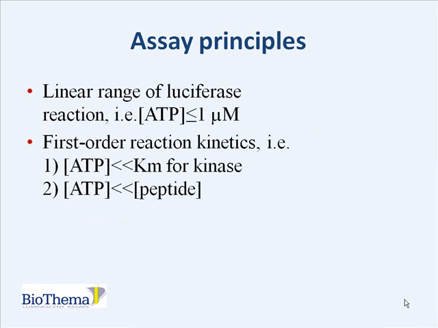An ATP concentration of 1 micromolar or less can be used as long as it's well below the Km for ATP, which ensures that we're working in the linear range of the luciferase reaction. Only the other substrate has to be optimized. The fact that we are measuring the first-order rate constant of the ATP consumption makes the assay suitable for all kinases and all kinds of substrates.